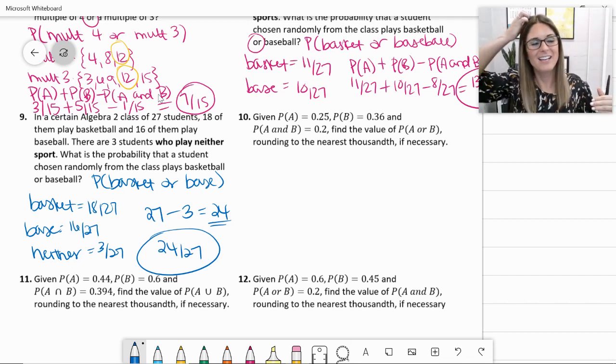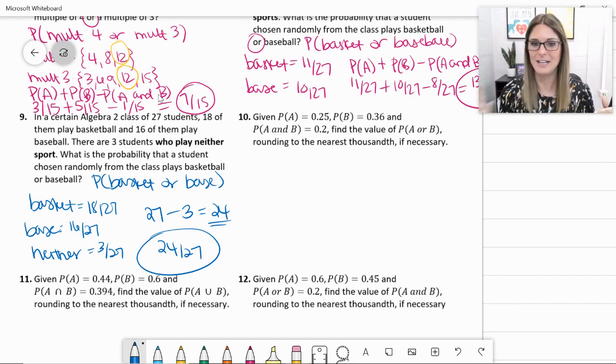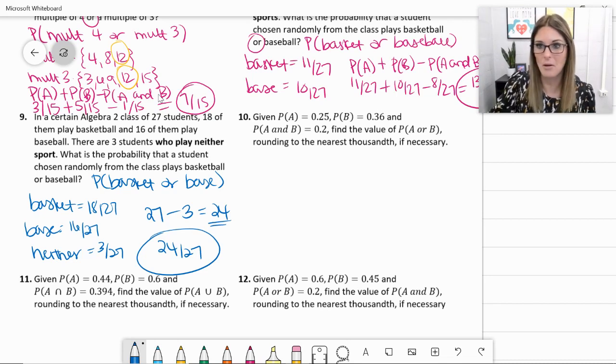So this is kind of like I said, a kind of silly question that Delta Math has. It does require you to think and evaluate and really digest the situation. You have 3 students that play neither. Therefore, those 3 students do not play basketball or baseball. So I just subtracted 3 from 27 to give us 24 students that do play basketball or baseball or maybe both out of the total class 27.